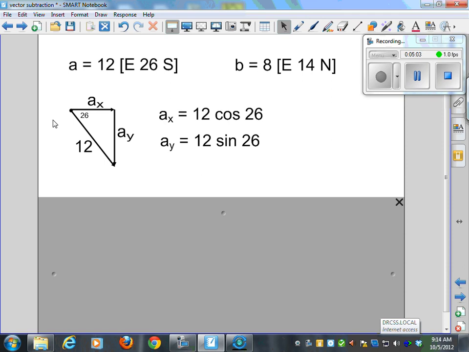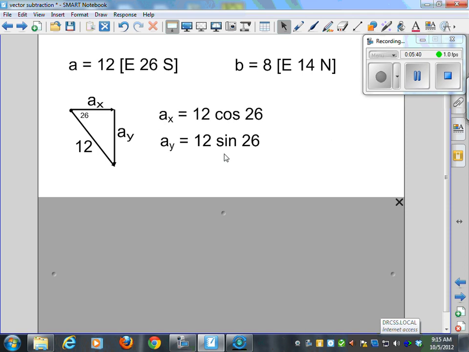Right? Okay, the angle here is 26. This is my AX, this is my AY. AX because X is horizontal, left to right, and the Y is the vertical up and down, right? And so the AX is adjacent to the 26, and adjacent has which one? Sine or cos? Cos, right? So it's going to be 12 cos 26 because that's adjacent, and the AY is going to be 12 sine 26. And now I got to get a calculator out because I don't actually know the answer.